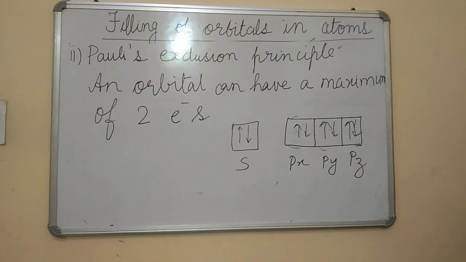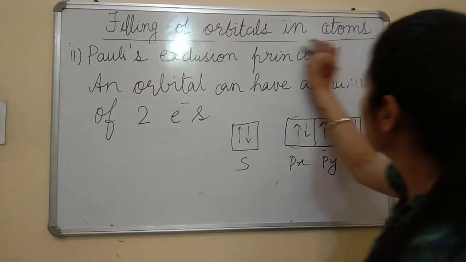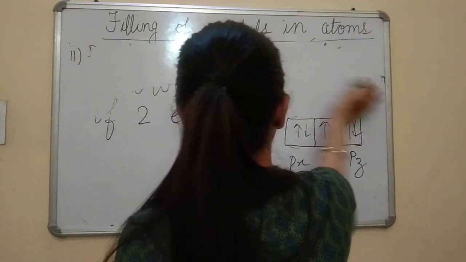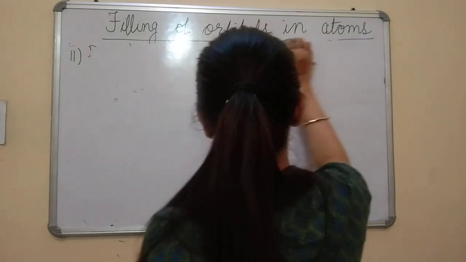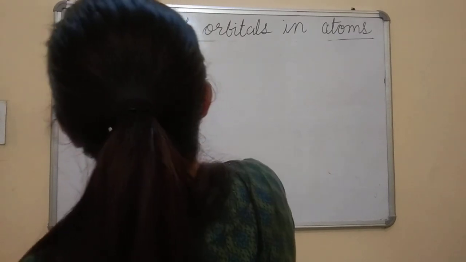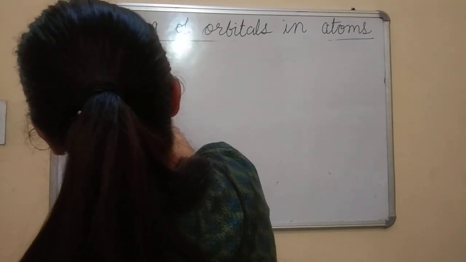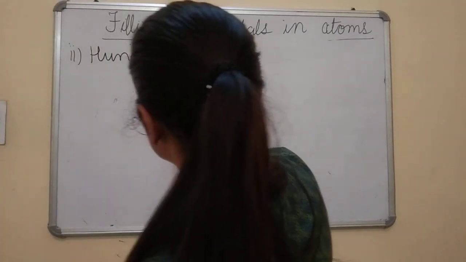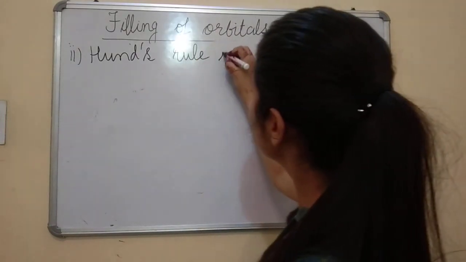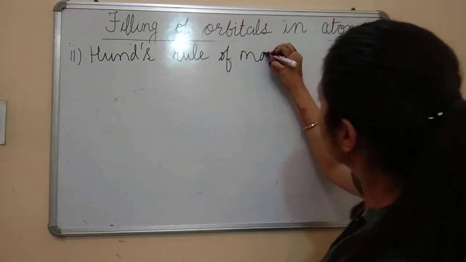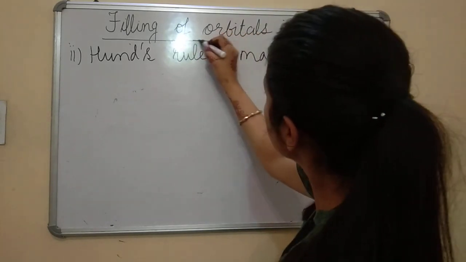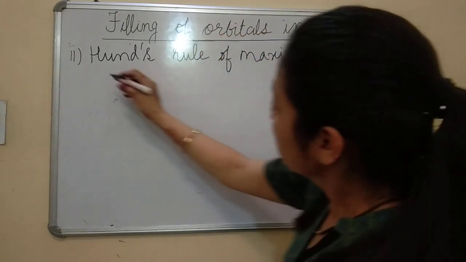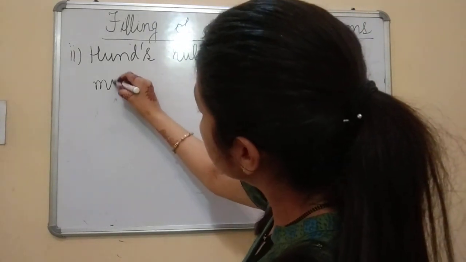Now the third one we will be doing, the third principle that is followed for the filling of orbitals, is Hund's rule of maximum multiplicity.